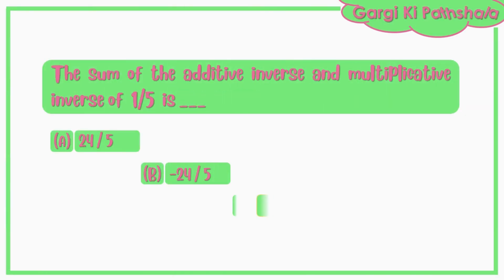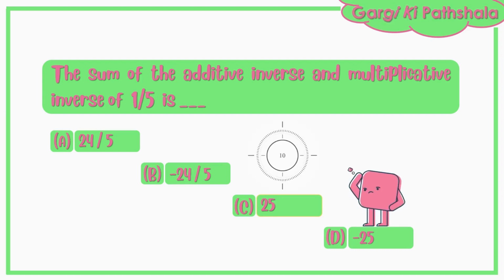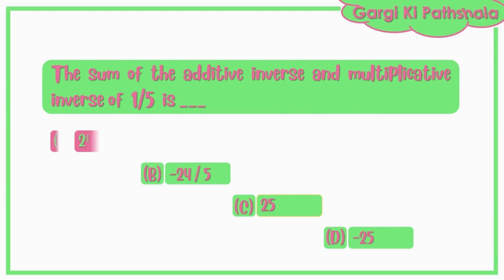The sum of the additive inverse and multiplicative inverse of 1 by 5 is: A. 24 by 5, B. Minus 24 by 5, C. 25, D. Minus 25. The correct answer is A. 24 by 5.